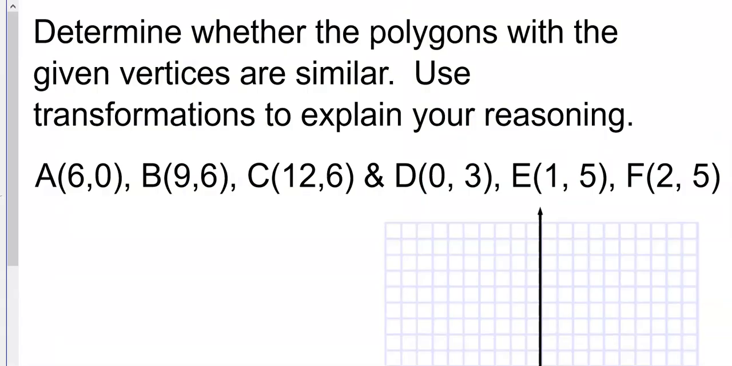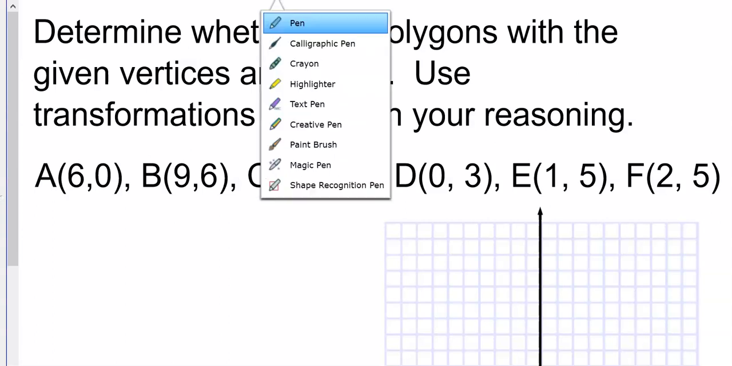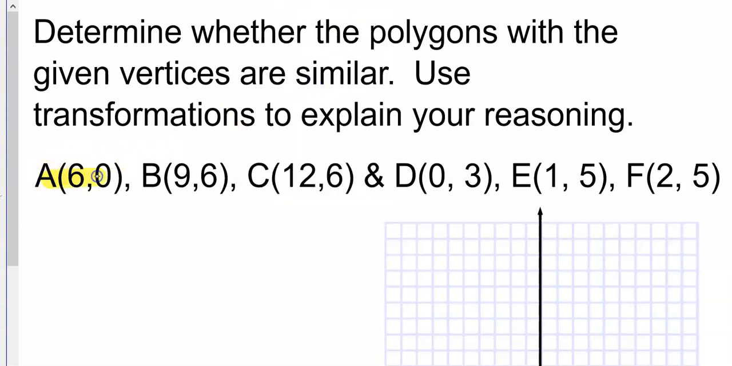All right. Last one, determine whether the polygons with the given vertices are similar. Use transformations to explain your reasoning. So what they're saying here is ABC compared to DEF. Okay, so ABC compared to DEF. Are they similar? Yes, no. Yes, no. Why? Okay, let's first graph them.